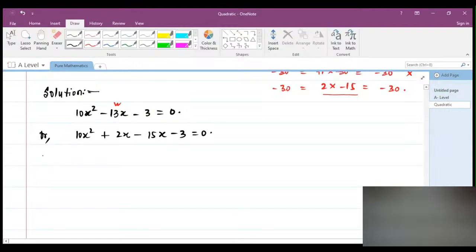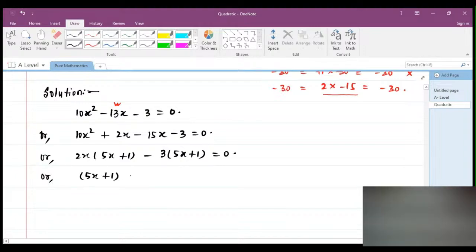So next step here will be we take 2x common, then we get here 5x plus 1, and we take 3 common, then we get here 5x plus 1 equal to 0. There is no problem to understand up to this step. So here next step will be 5x plus 1 into 2x minus 3 equal to 0. There is no problem to understand.